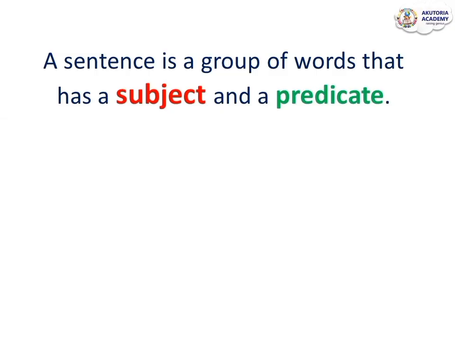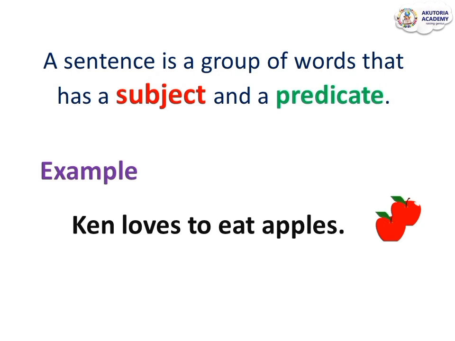What is a sentence? A sentence is a group of words that has a subject and a predicate. So let's see this example. Ken loves to eat apples. From our definition, I said a sentence is a group of words. So several words come together to make a sentence. Now in my example below, let's count how many words came together to make this sentence. 1, 2, 3, 4, 5. So 5 words came together to make this sentence.